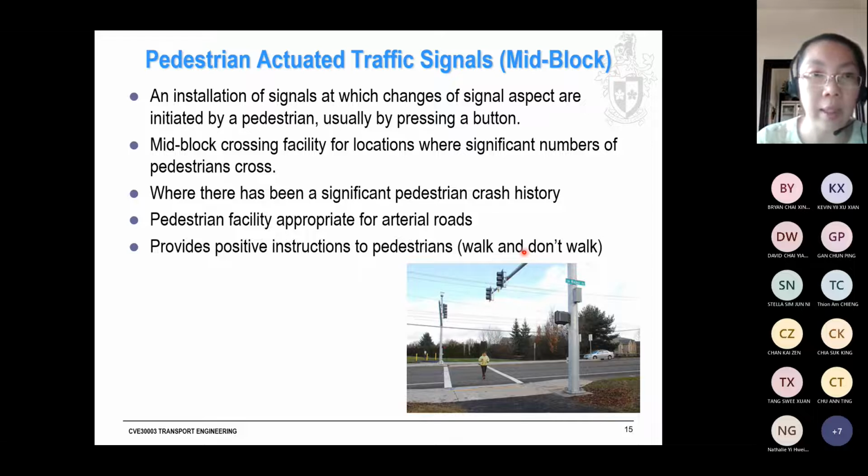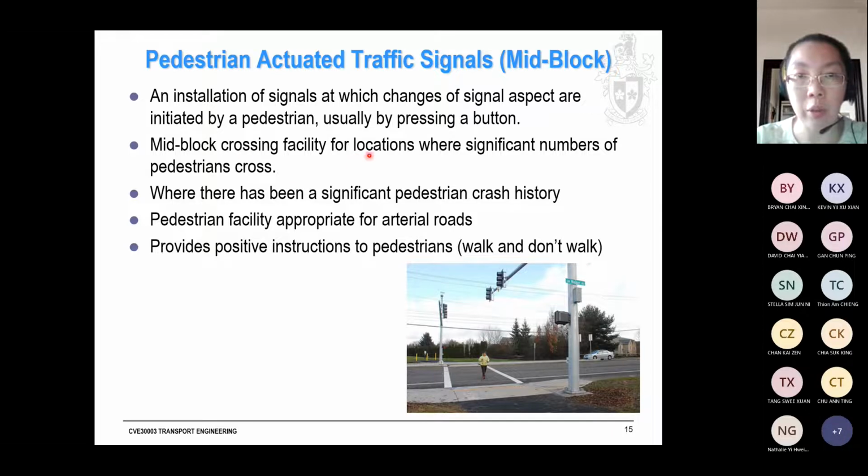The next facility is pedestrian actuated traffic signals at mid-block, an installation of signals at which changes of signal aspect are initiated by the pedestrian, usually by pressing a button. They have buttons here. If there is a pedestrian, they push this button, which informs the system that a pedestrian is waiting to cross, and for drivers it will turn red, and for pedestrians it will turn green.